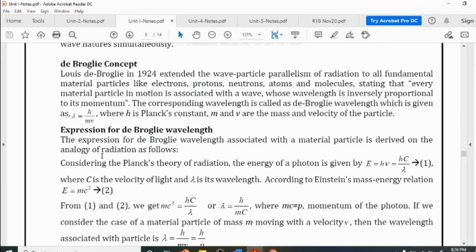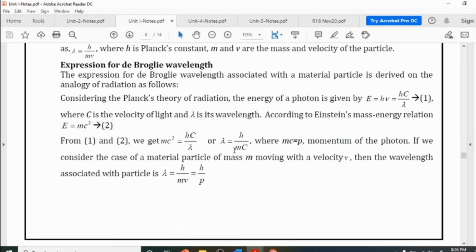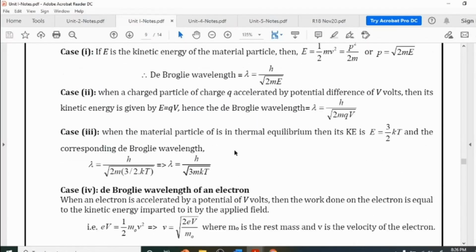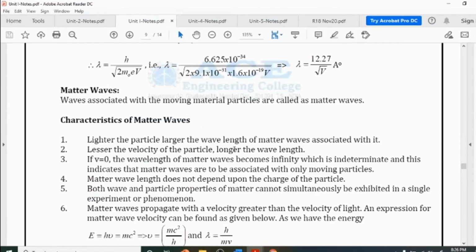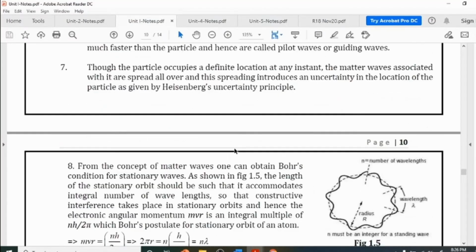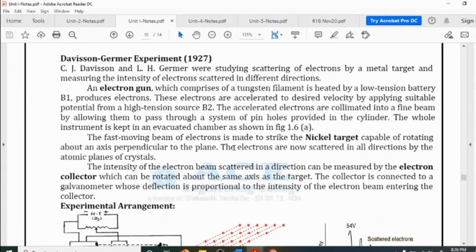That means every material particle in motion is associated with a wave whose wavelength is inversely proportional to its momentum. There is an expression for de Broglie wavelength which you can see in the notes and prepare. So matter waves also, if required, you can study, because anyway we have to study the entire unit. We need to cover all these parts.